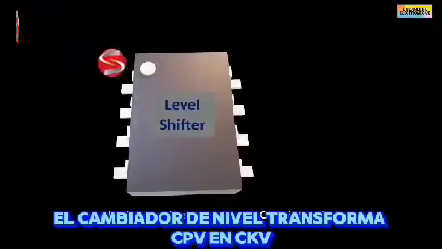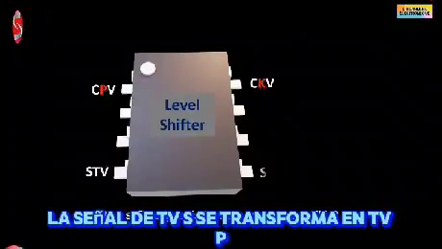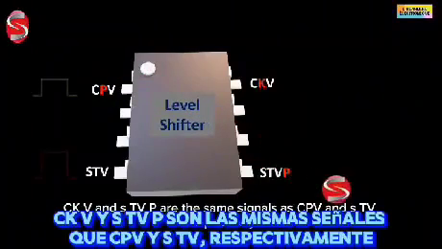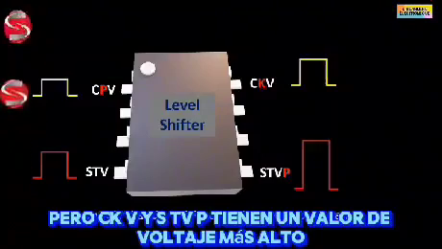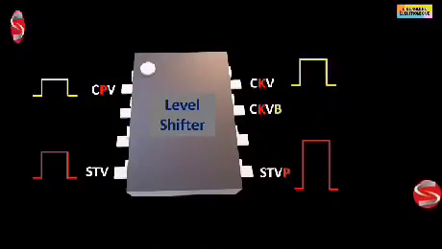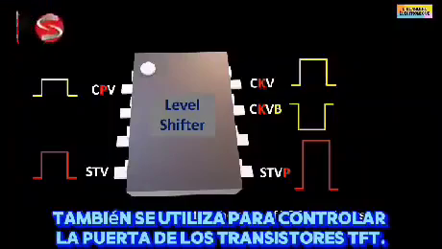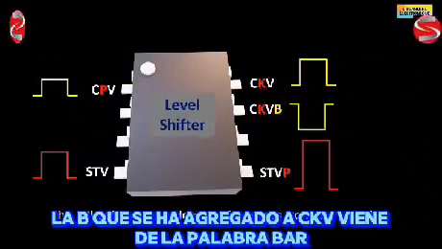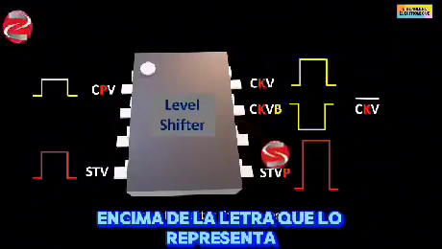The level shifter transforms CPV into CKV. The STV signal is transformed into STVP. CKV and STVP are the same signals as CPV and STV respectively, but CKV and STVP have a higher voltage value. From this level shifter will come another clock signal, which is the CKVB. This signal is the inverse of CKV. It is also used to control the gate of TFT transistors. The B that has been added to CKV comes from the word bar because the inverse of a value is mathematically noted by a bar above the letter that represents it.